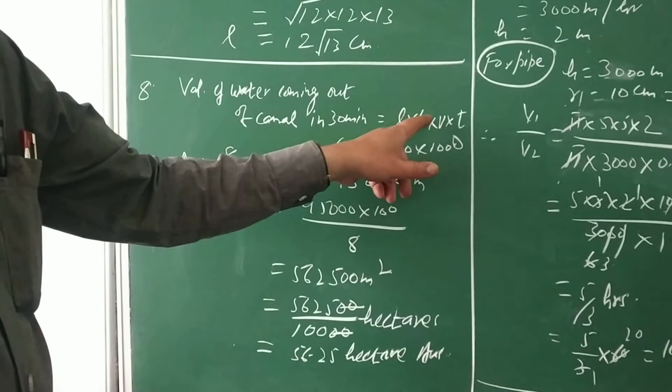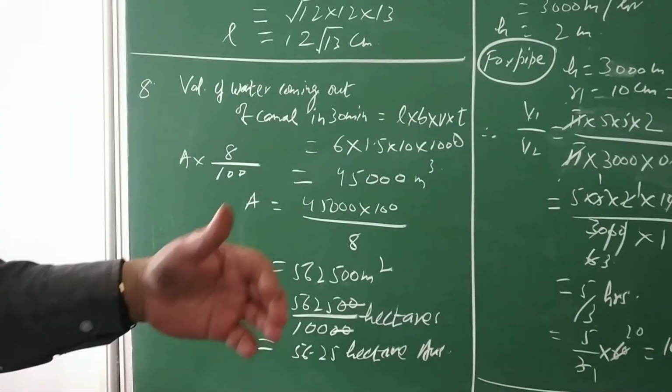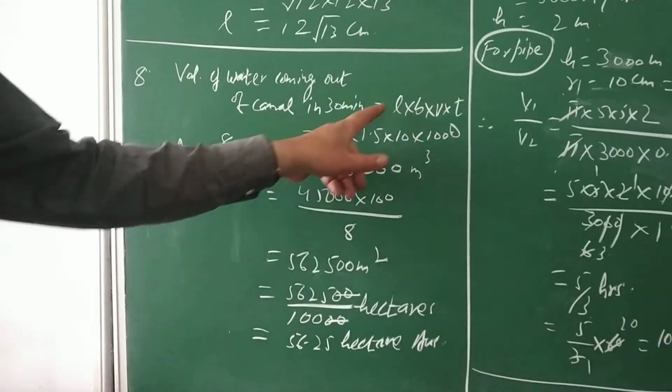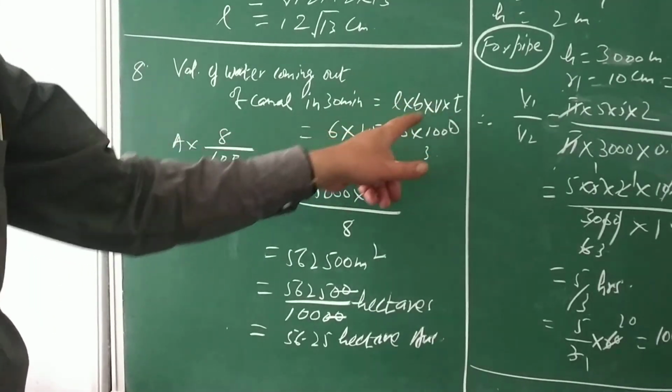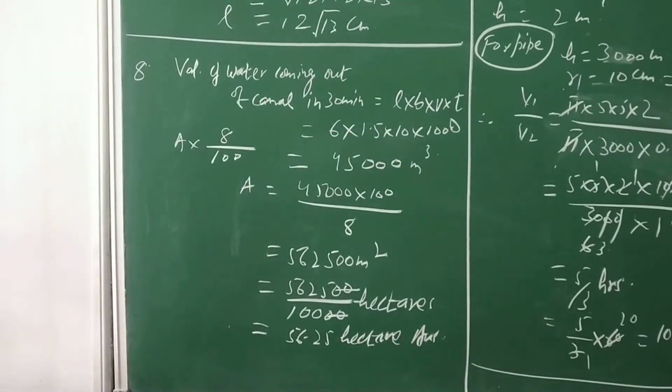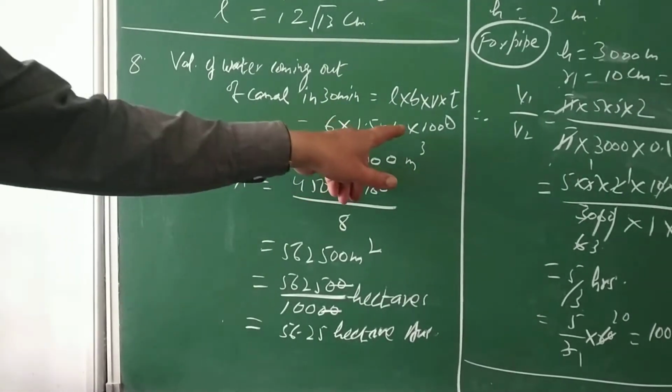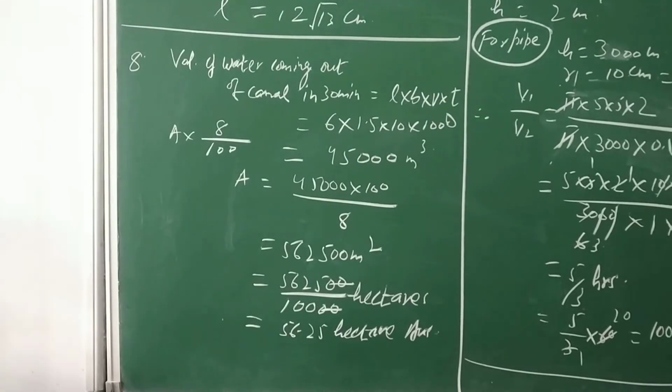L into B into V into T. Velocity of the water and into time taken and the area. So here it is given 6 into 1.5. This is 10. It is given somewhere it is 10 km per hour. So that I mentioned here, and into 1000.